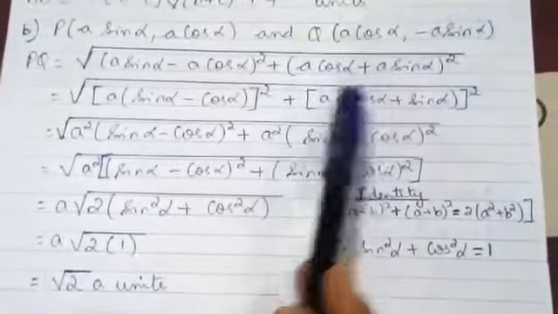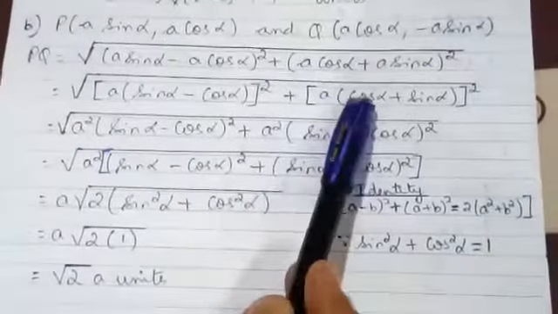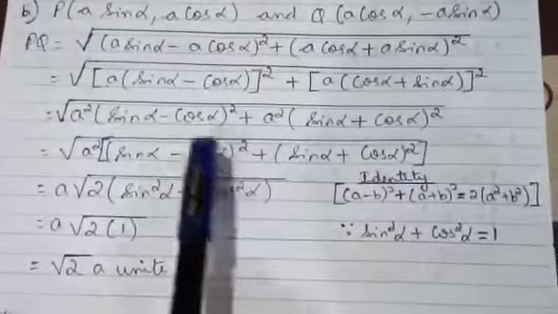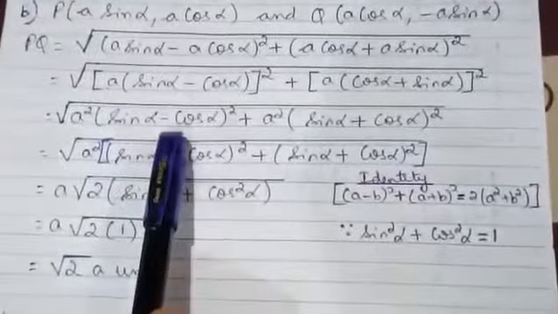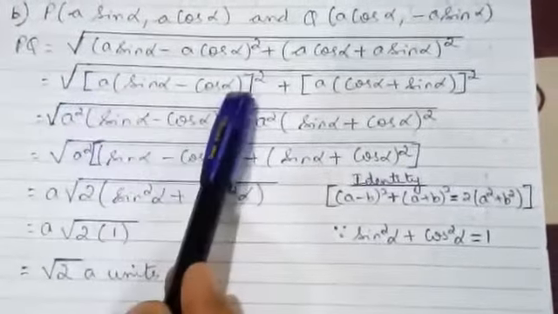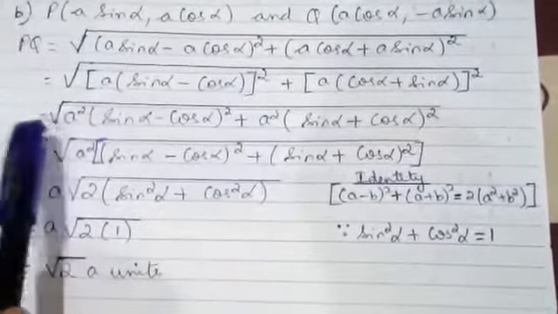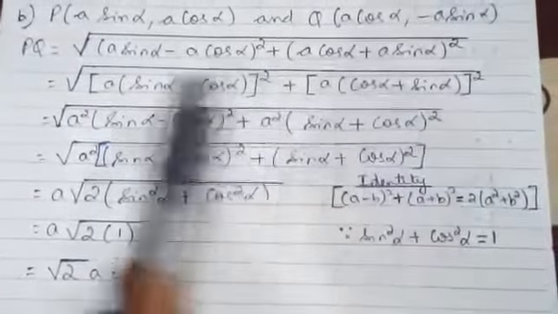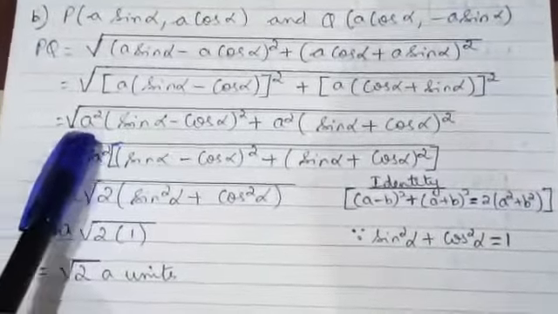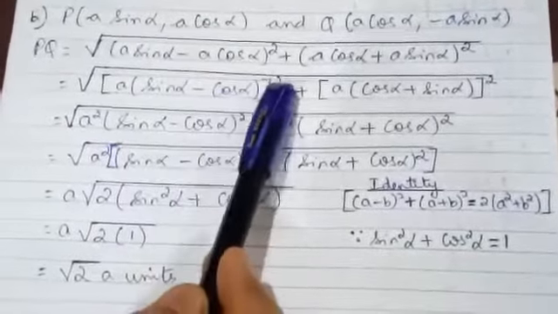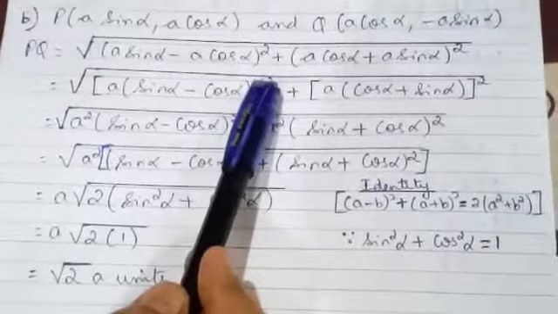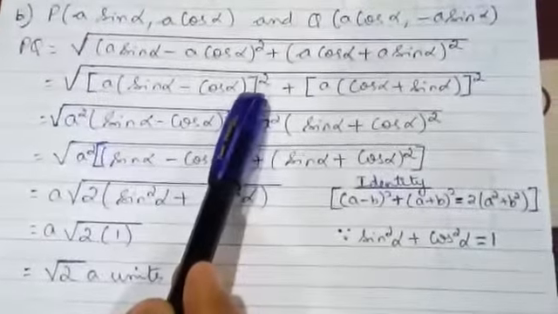Now again this expression has a in common. A into cos alpha is a cos alpha, a into sine alpha is a sine alpha. Now in the next step, apply this power 2 to both a and the terms in this bracket. So that gives us square root of, so here a squared into sine alpha minus cos alpha the whole square. We are applying this power 2 to this term as well as the terms in this bracket.